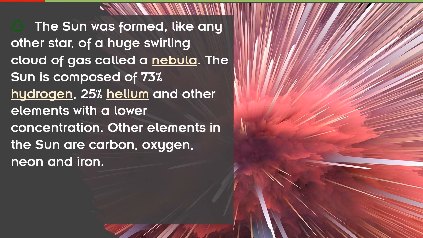The Sun was formed, like any other star, of a huge swirling cloud of gas called a nebula. The Sun is composed of 73% hydrogen, 25% helium, and other elements with a lower concentration. Other elements in the Sun are carbon, oxygen, neon, and iron.